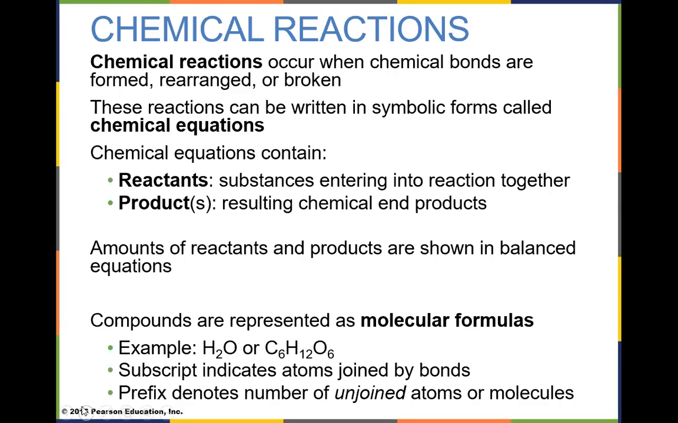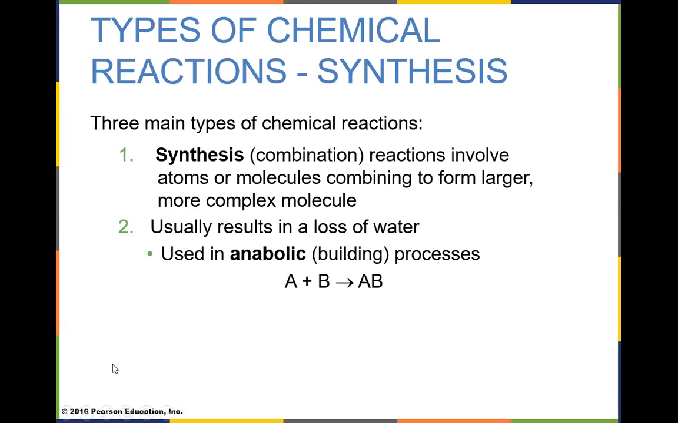Now, when we have a chemical reaction, there are three types of reactions that take place. The first one is called the synthesis reaction, where we take simple atoms or molecules and combine them to give us a larger, more complex molecule. And a synthesis reaction is also called an anabolic reaction. Anabolic reactions require the use of energy.